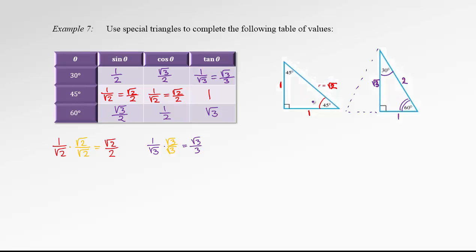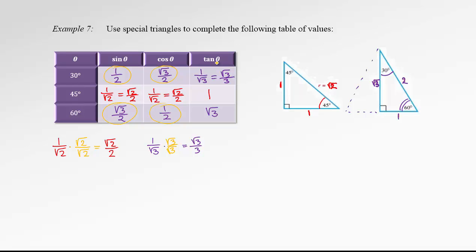So I will encourage you to memorize the special triangles in that form: 1, 1, root 2 and 1, 2, root 3. One more thing to observe. Notice that sine of 30 is the same as cosine of 60, and similarly cosine of 30 is the same as sine of 60. This is because the cofunctions of complementary angles are equal.